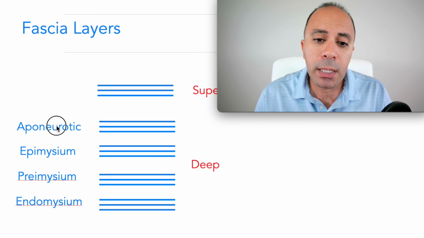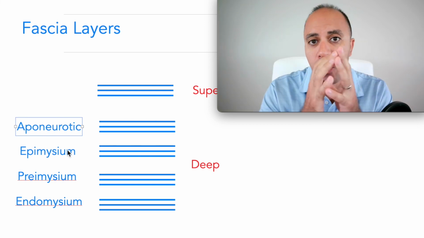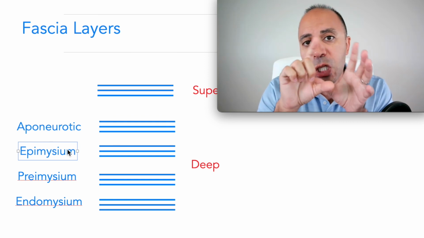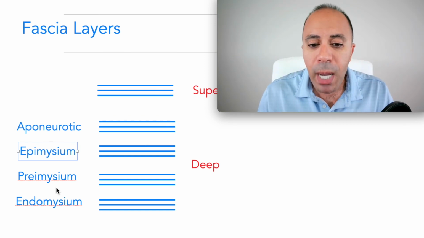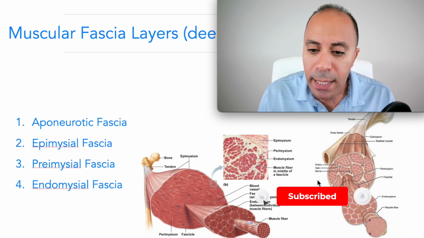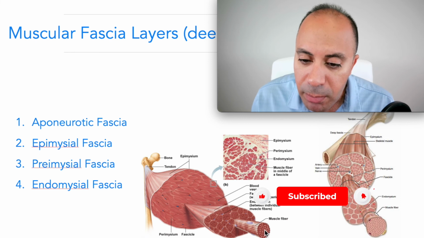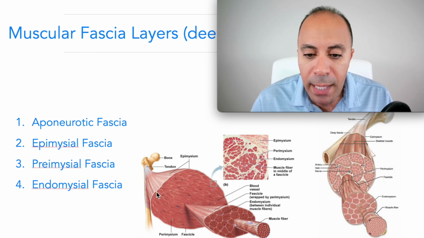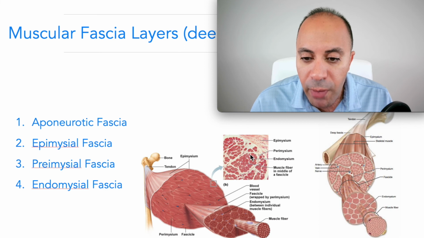The first one is the aponeurotic fascia that wraps a group of muscles. Then we have the epimysium, wrapping each individual muscle, the perimysium, wrapping a bundle of fibers, and then the endomysium, wrapping each individual muscle fiber. So you can see here the epimysium wrapping each individual muscle, then the perimysium wrapping a bundle of muscle fibers, and each individual muscle fiber wrapped by endomysium.